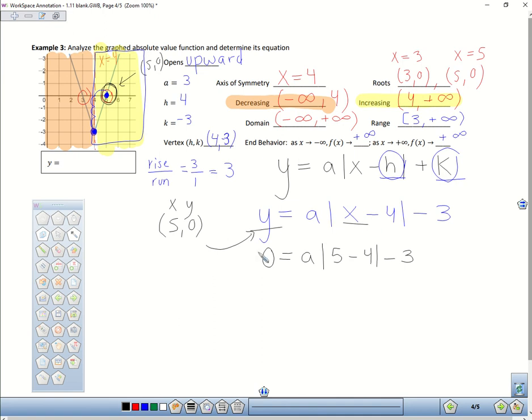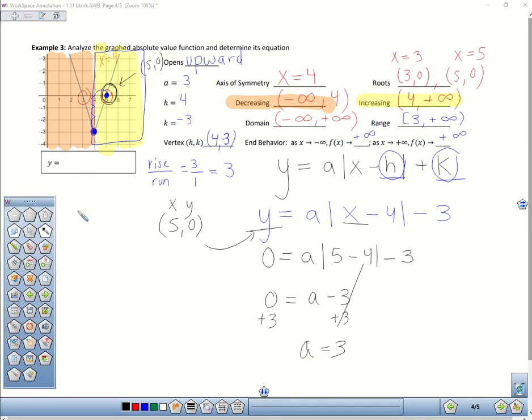Now you're going to solve for a, like it's a variable, okay? So this is 0 equals 5 minus 4 is 1. Absolute value of 1 is 1. 1 times a is 1a or a. And then how would I solve for a here? Add 3. So a is 3. So see how we get the same answer two different ways? So you pick whatever you want to do.